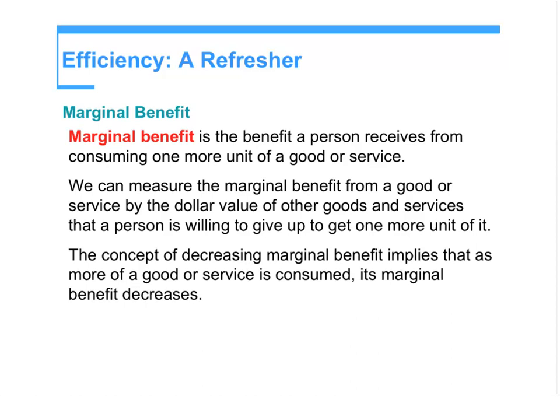So the concept of decreasing marginal benefit implies that as more of a good or service is consumed, its marginal benefit decreases. This is important. We explained that with the example of a soda. The first soda you get, let's say you get 100 marginal benefit. The second soda would be 80, because the second soda will not give you as much satisfaction as the first one. And the third one would give you even less satisfaction than the second one.